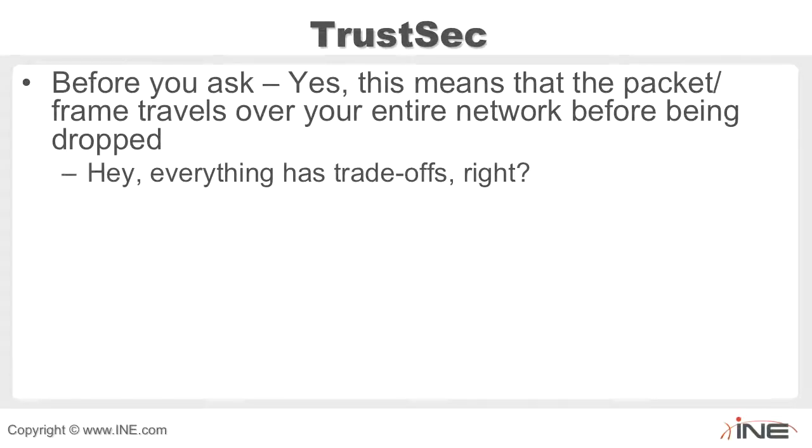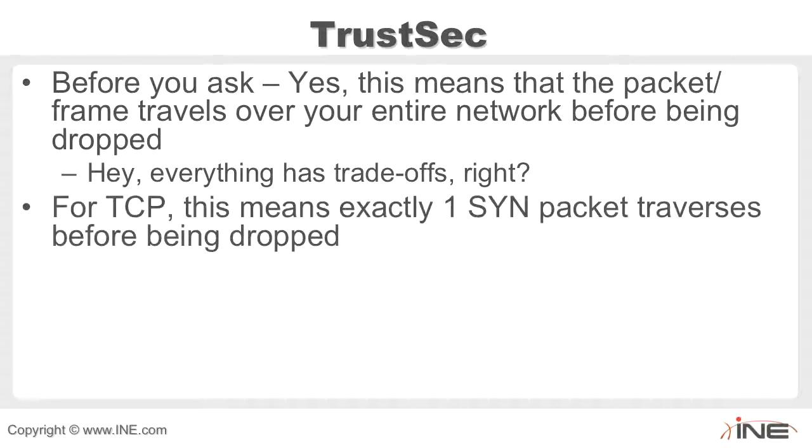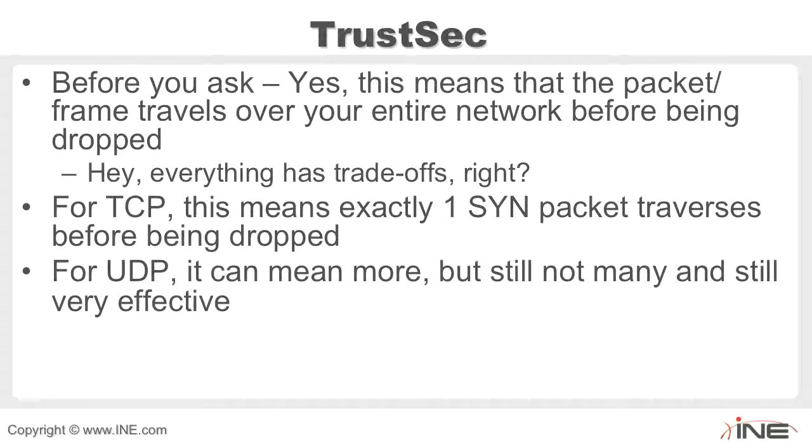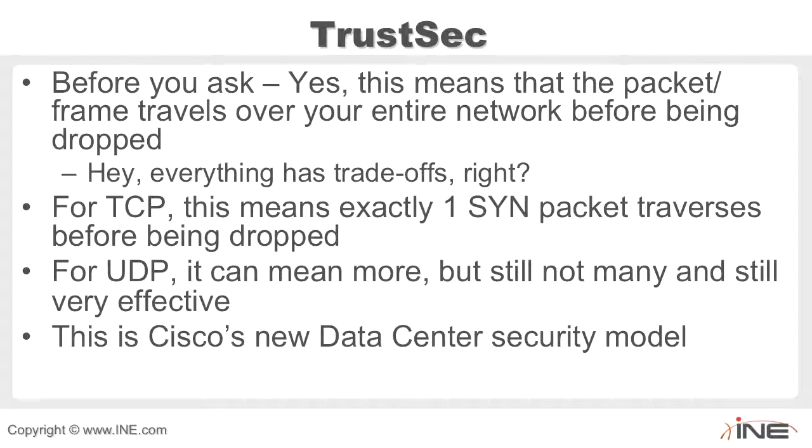This is a significant reduction in personnel overhead and in TCAM memory overhead, but the trade-off is that the packet is going to go across your network before being dropped. For TCP, this means exactly one packet, as I mentioned. For UDP, it can mean more, but it's still very effective. This is Cisco's new data center security model. TrustSec is really the new BYOD initiative, and it's very effective and very scalable.